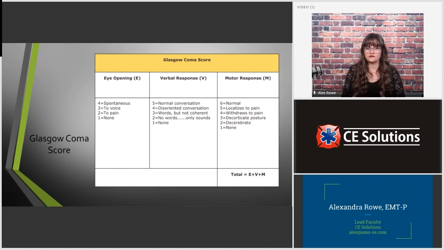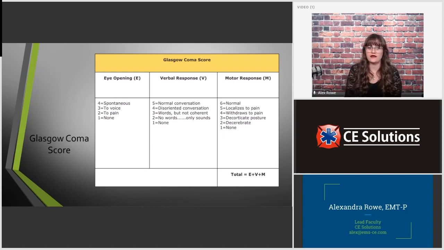Motor response. A patient that has normal motor response would get a 6 for that. 5 localizes to pain, so they can show you where it hurts. 4 withdraws from pain. So if they're unresponsive, or just responsive to pain and kind of rolling around and moaning, and you do something, they pull away, right? They pull away because it hurts. So that would be a 4.